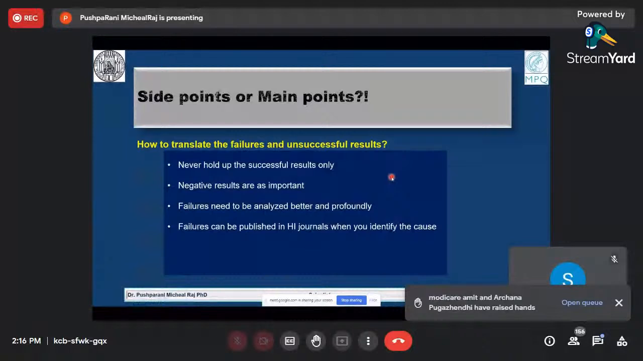And do you know that failures can be published in high impact journals? But only when you identify the cause. When you say that something did not work only because of this, then I think we have the highest chances of publishing it in high impact journals. So as I mentioned before, failures will save our fellow researchers community from failing again. I think we'll be appreciated for that, for sure.